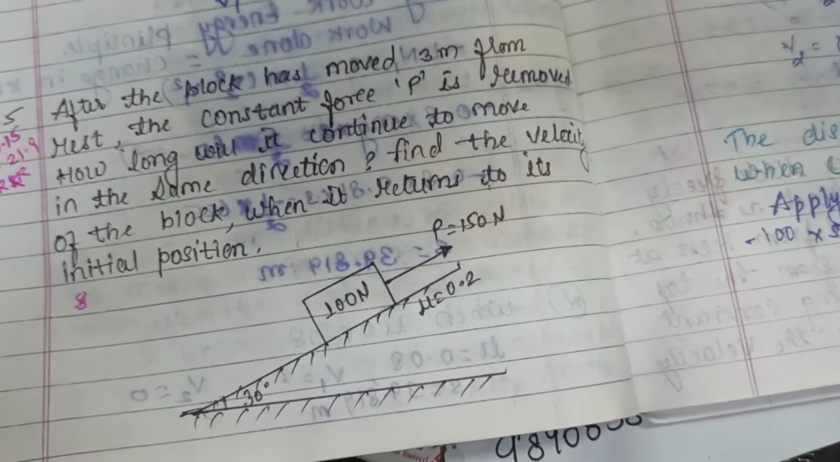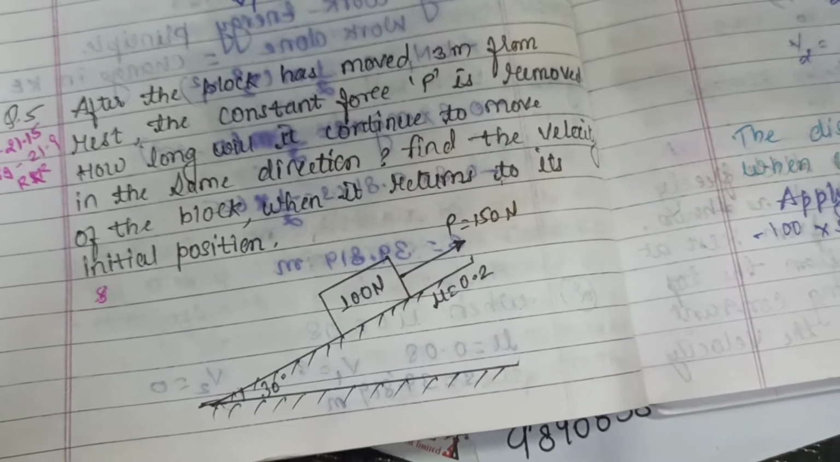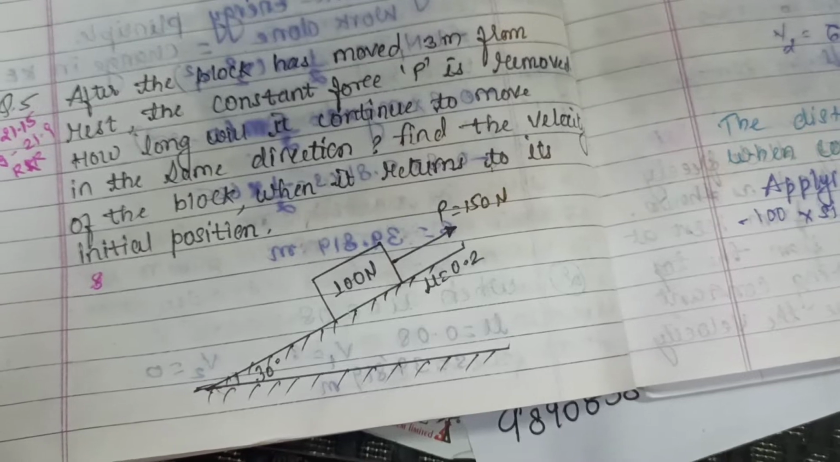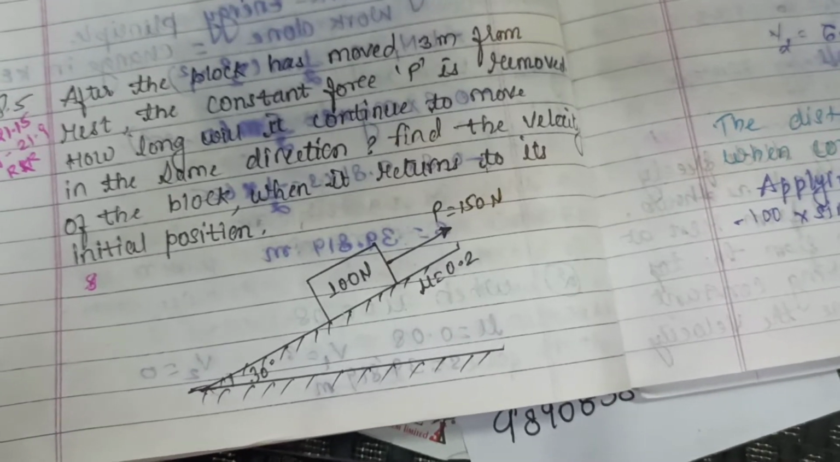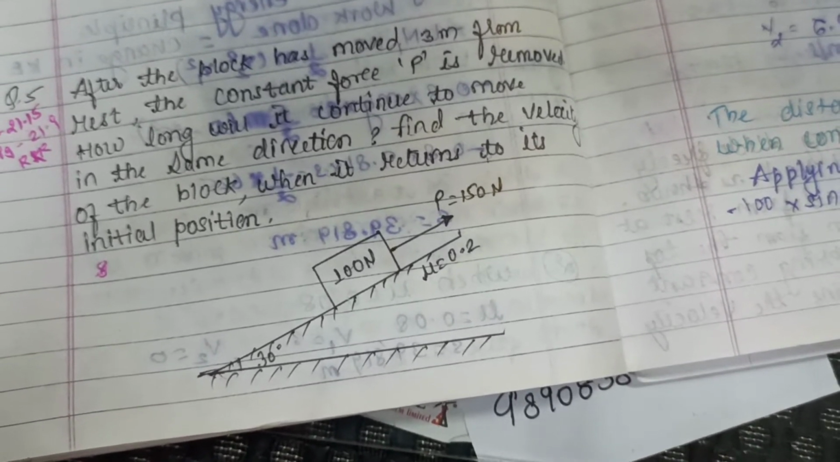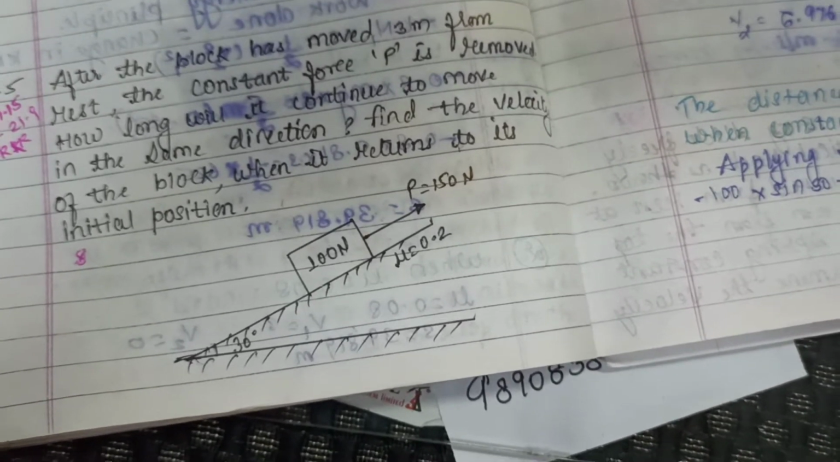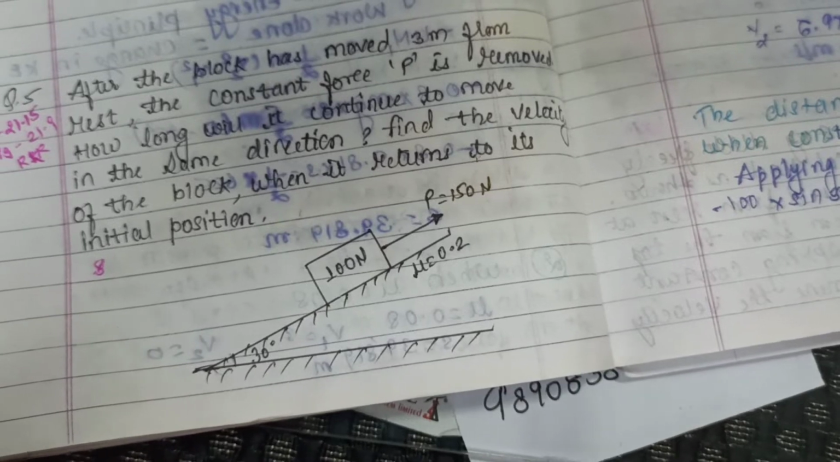So as you can see in the figure, there is an inclined plane having an angle of 30 degrees and a block is resting on it, having a weight of 100 newtons. The block is subject to an external force of P equal to 150 newtons. The P force is acting parallel to the incline. Now what are we supposed to find in this case?